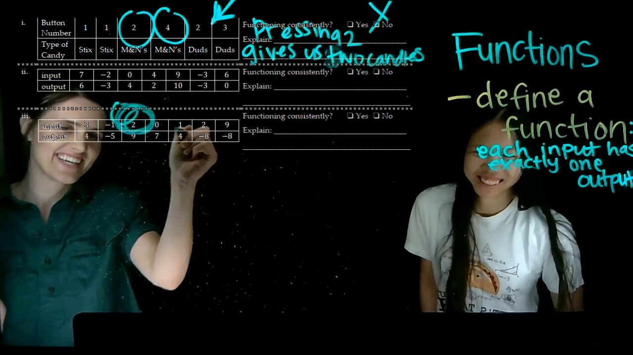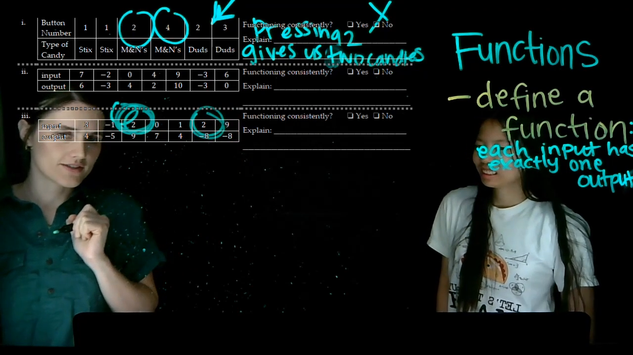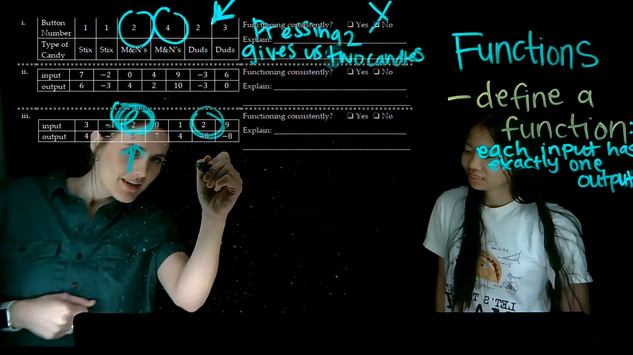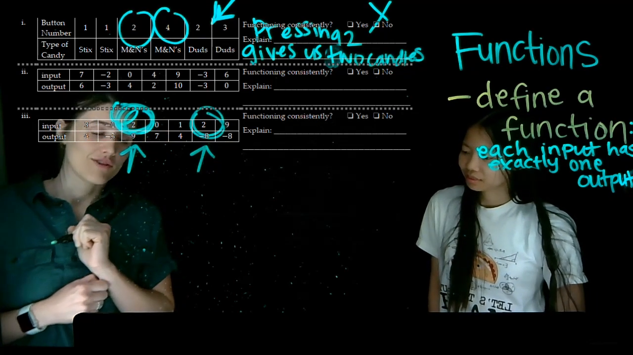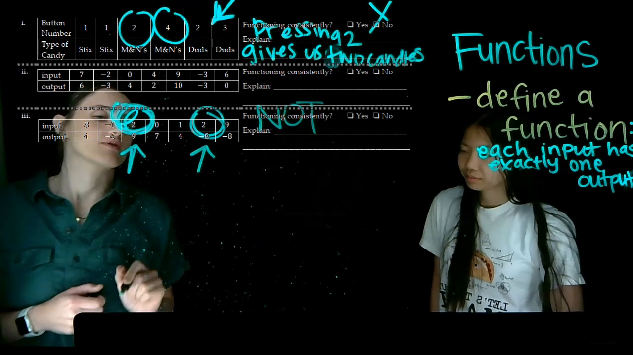Sorry, it's hard to see. And we have a 2 right here. Okay, so if we press 2 the first time, we get 9, and then we press it again, and we get -8. So this one is not functioning correctly. So this one would not be a function.